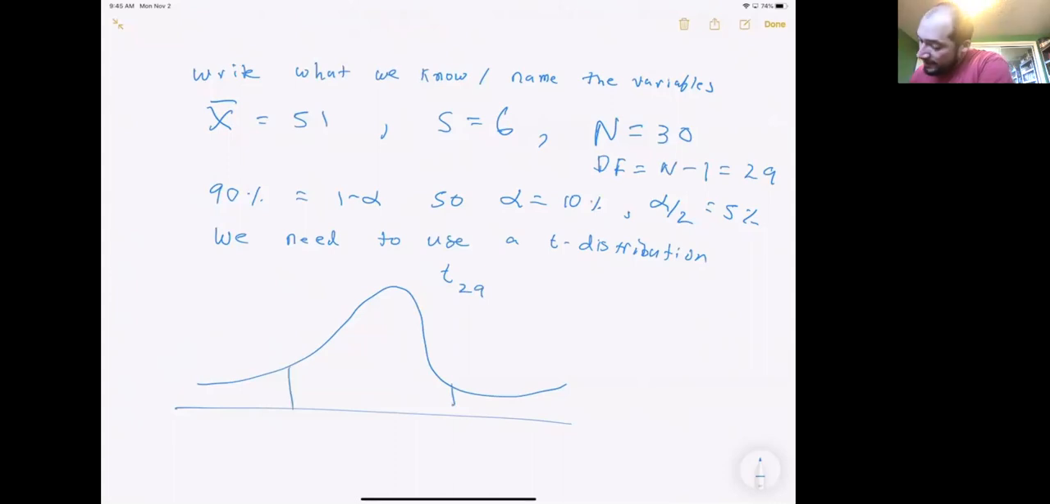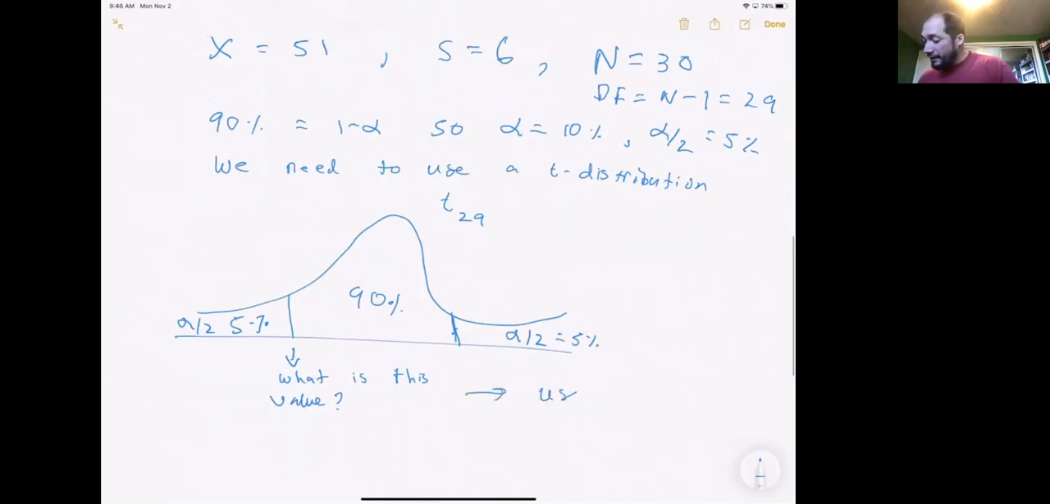And what happens is in my t-distribution, I want 90% to be right there. I want 5% right there, and that's alpha over 2. And I want another alpha over 2, which is 5% in that tail. So 1 minus alpha refers to the range between the t-distribution. The alpha over 2 is how much area is in each tail. And the question is, what's this value?